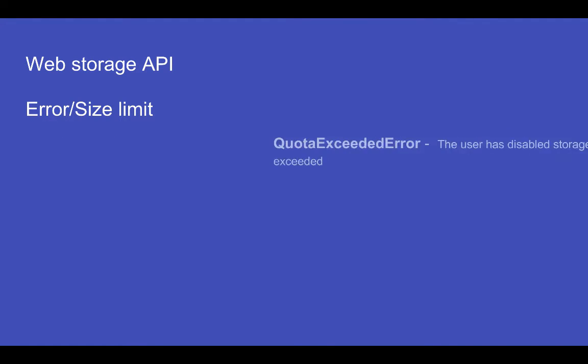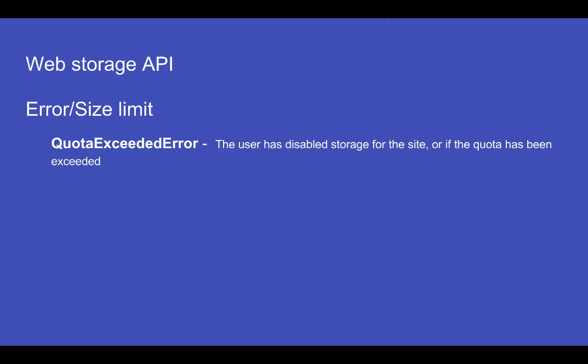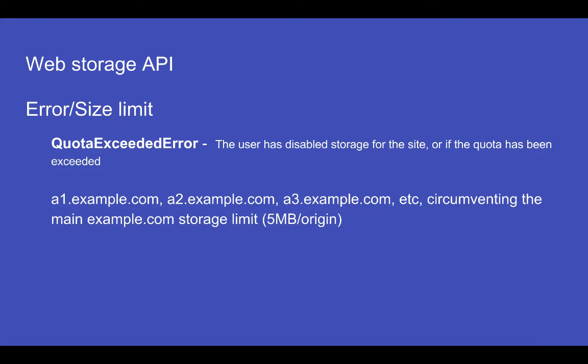Then we have an error. If you get a quota exceeded error, there are two scenarios. One is the user has disabled the storage, or the quota has been exceeded, then you would get a quota exceeded error. In most cases, setItem and removeItem are going to be atomic. When we say atomic, it will just return null if it doesn't exist. Like if you try to remove an item which doesn't exist, it does nothing.